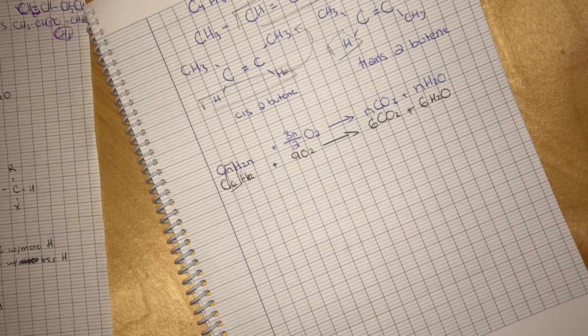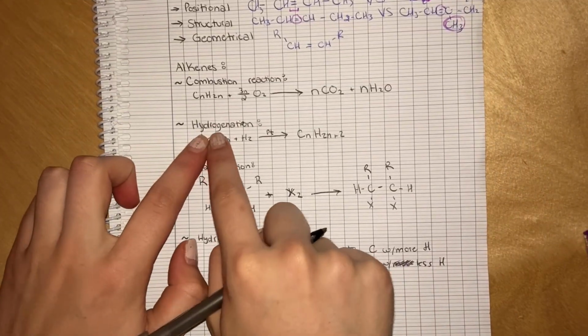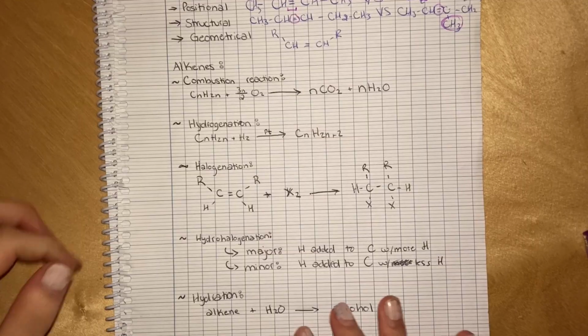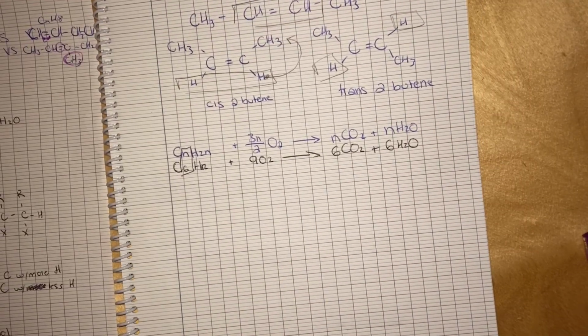An alkene plus oxygen is going to give you carbon dioxide and water. The next reaction is called hydrogenation. I've got it written out right here. Hydrogenation is essentially adding hydrogen to an alkene to turn it into an alkane.